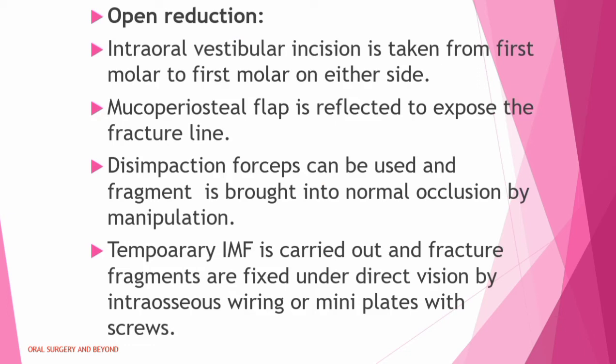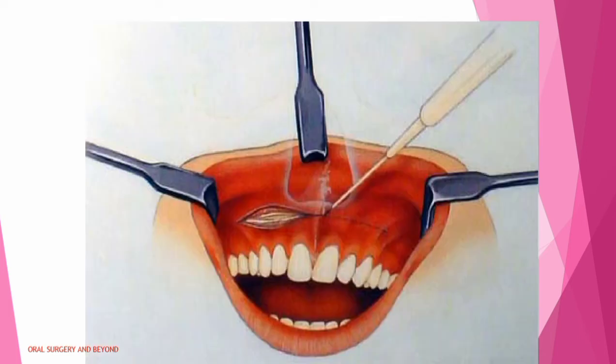Now open reduction. An intraoral vestibular incision is taken from the first molar to first molar on either side. A mucoperiosteal flap is reflected. Disimpaction forceps are used and the fragment is brought to normal occlusion. Then temporary IMF is carried out. Here a vestibular maxillary incision is taken from 6 to 6, first molar to first molar. The procedure is mostly carried out under general anesthesia. Here the cautery instrument is used for the incision.